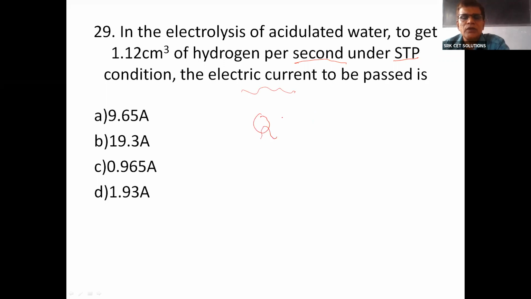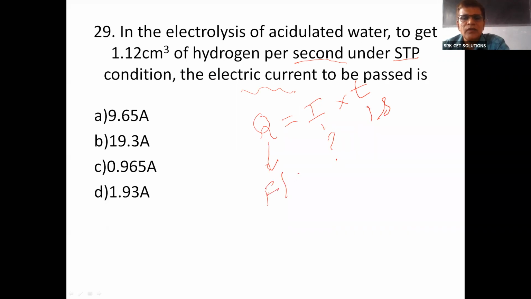If Q is the quantity of electricity, it is I into T. It is a product of electric current and time. Time is given as 1 second. You need to find I. You have to first find out this in Faraday or Coulomb.